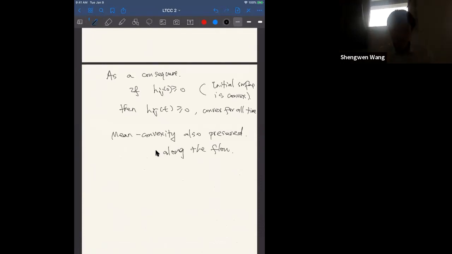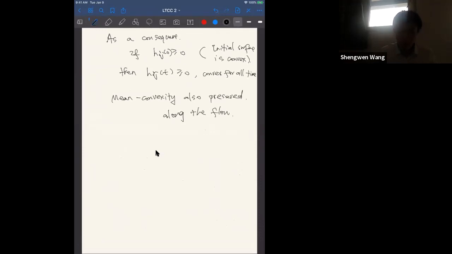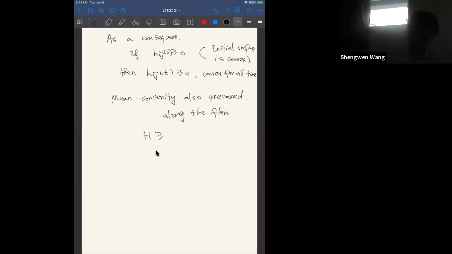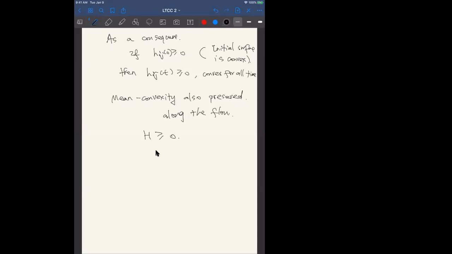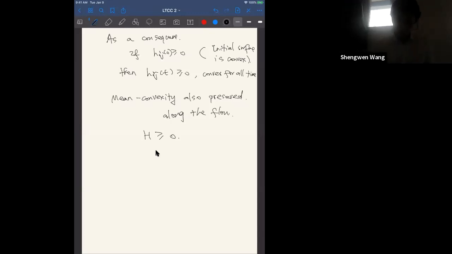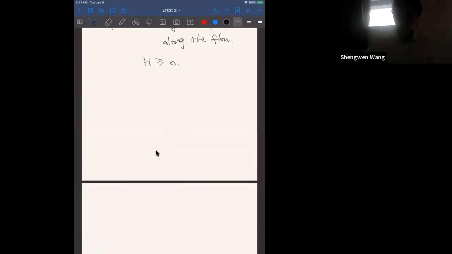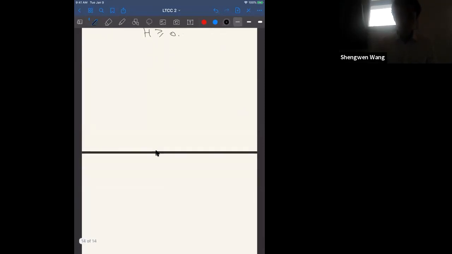Okay. Any questions about the explanations? Mean convexity means that H is greater than 0. All right, so these are the consequences of the maximum principles applied to the evolution equations of geometric quantities.